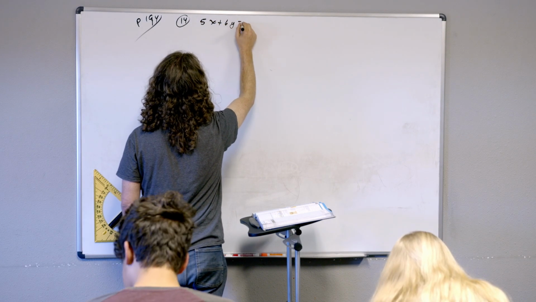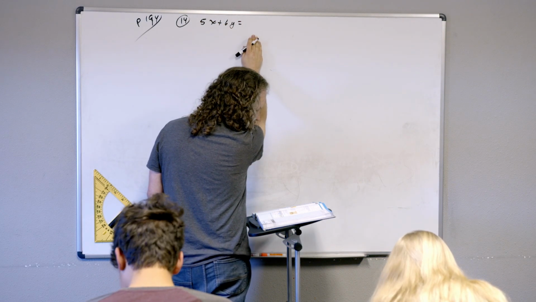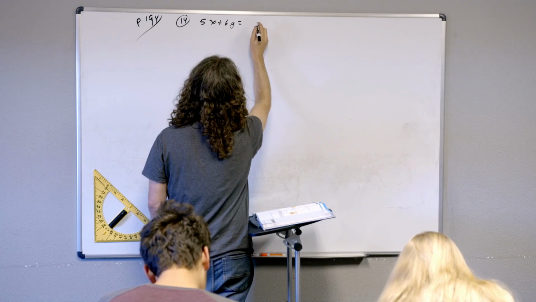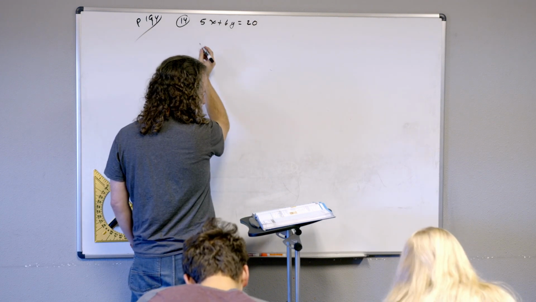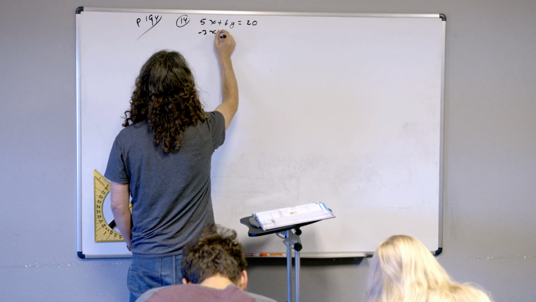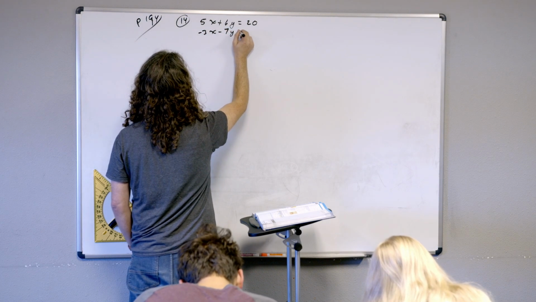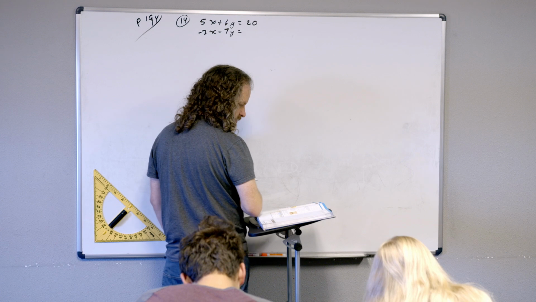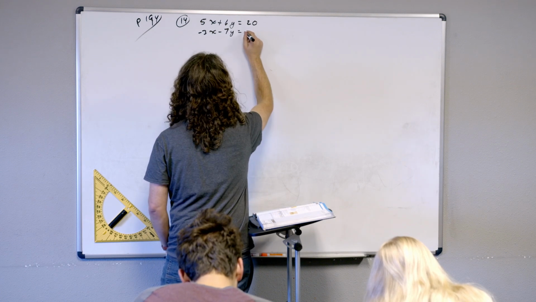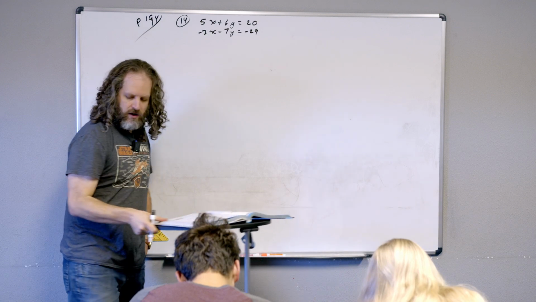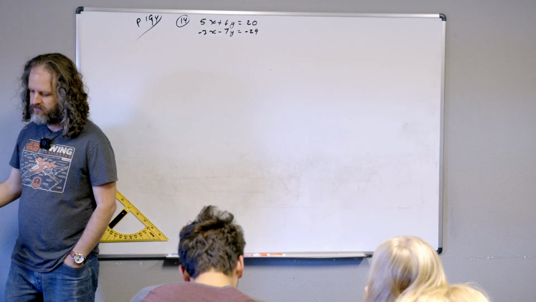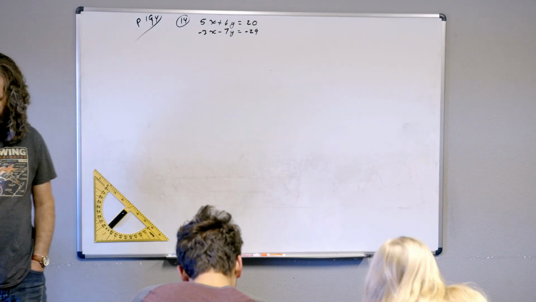x plus 6y equals 20, and negative 3x minus 7y equals negative 29. All right, so solve using Cramer's rule. What should we do?